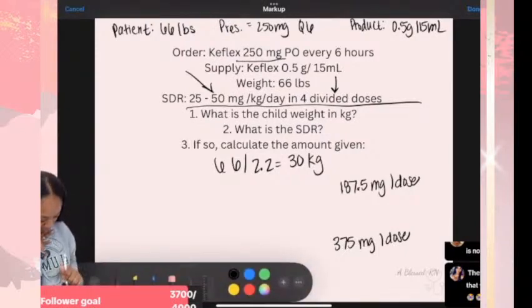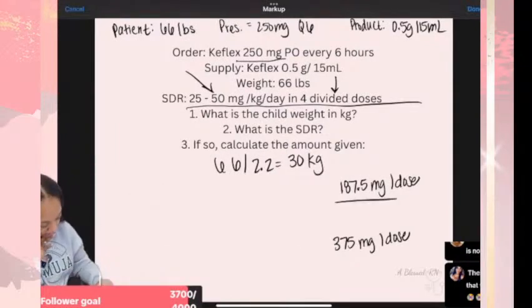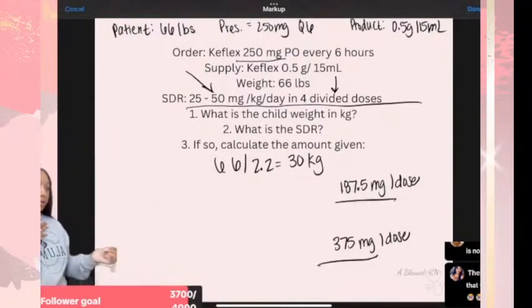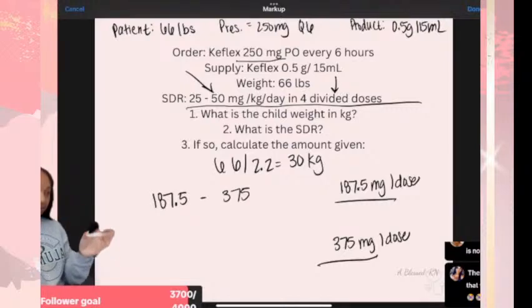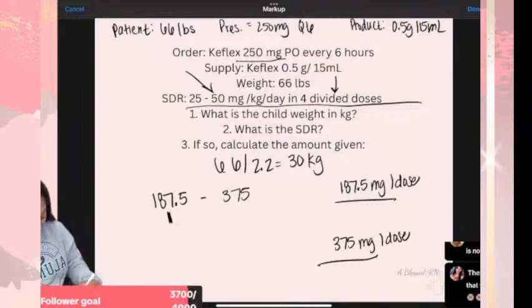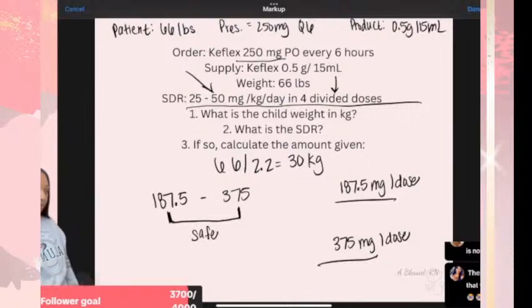But okay, anywho, this number and this number is a range, okay? So from 187.5 to 375 milligrams is your safe zone. So anything starting at this number and going up to this number is considered safe.